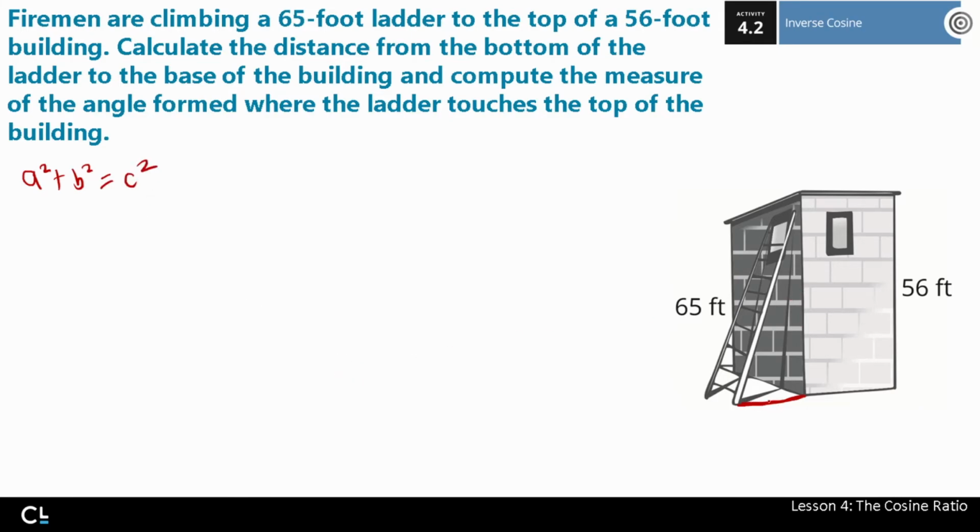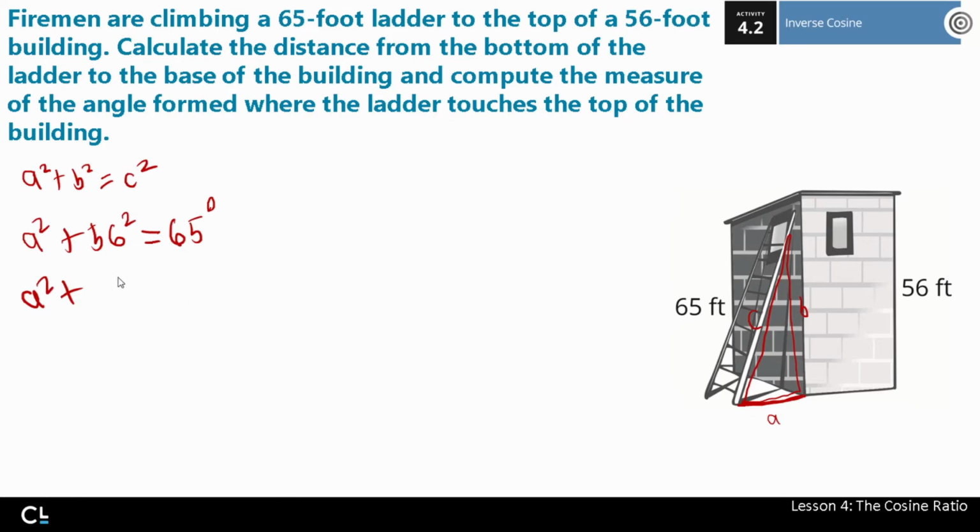And we know in this little triangle that we have here, going up here and down here, that triangle is going to be my A, B, and C. So we could say that A squared, that's what we're looking for, plus B, which is going to be 56 because that's the height of the building, squared equals 65 squared. That's my hypotenuse. Right, so then we just square our numbers.